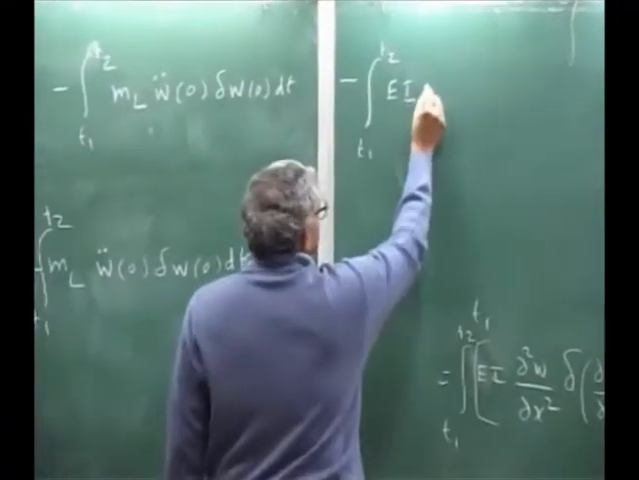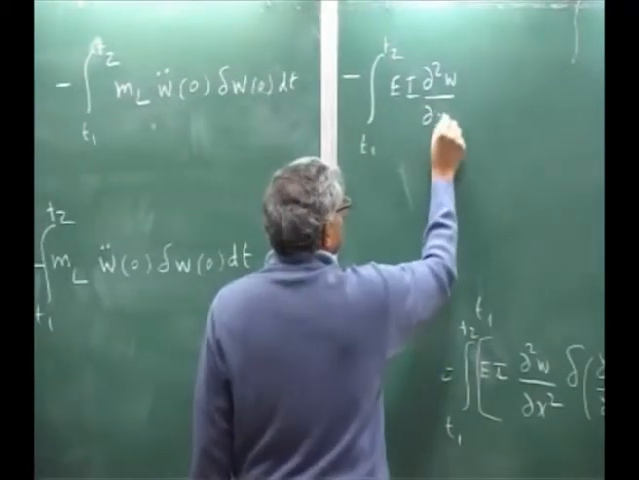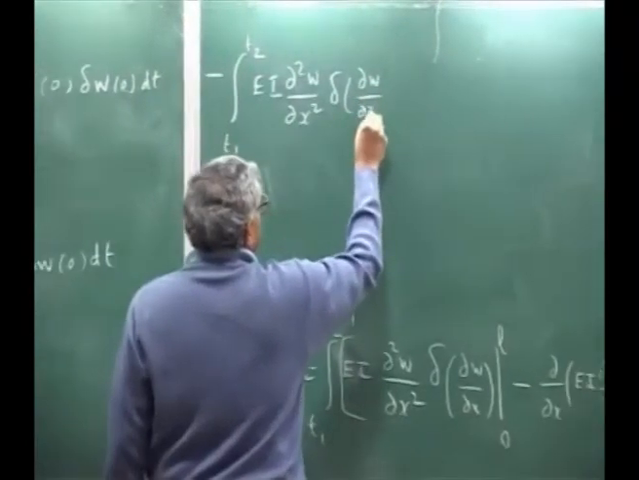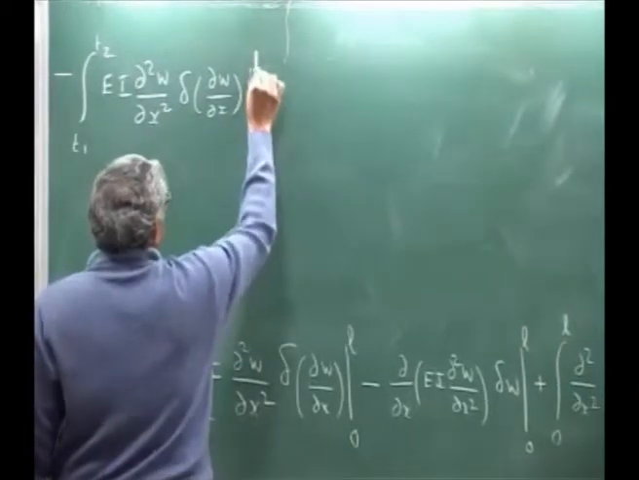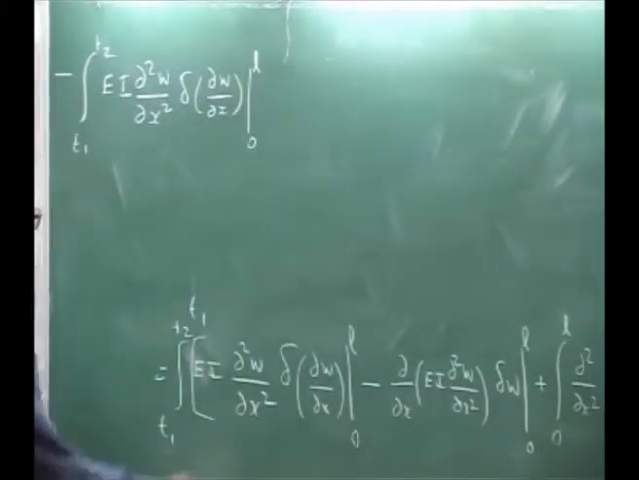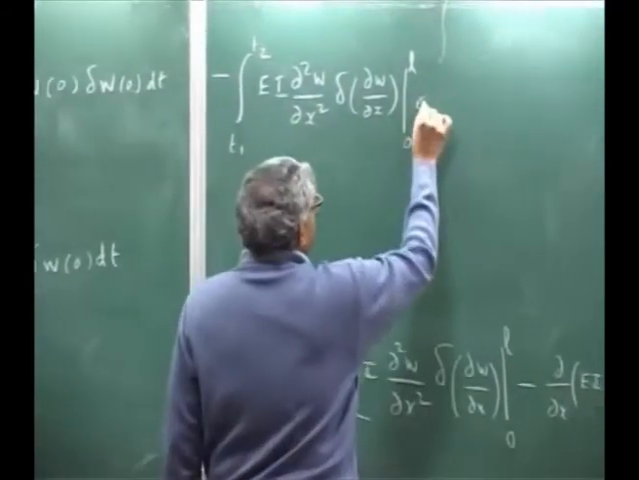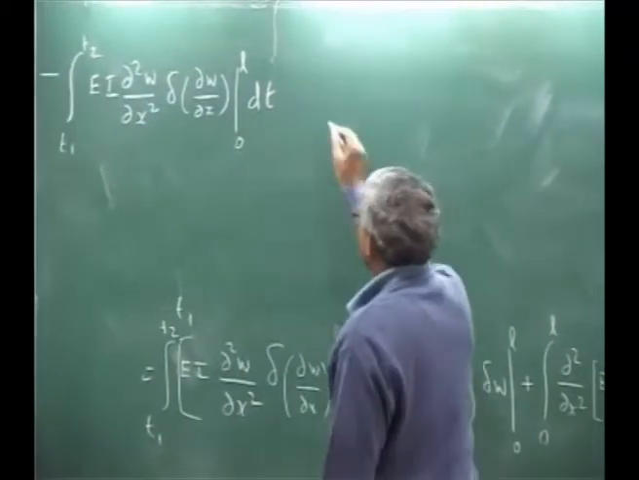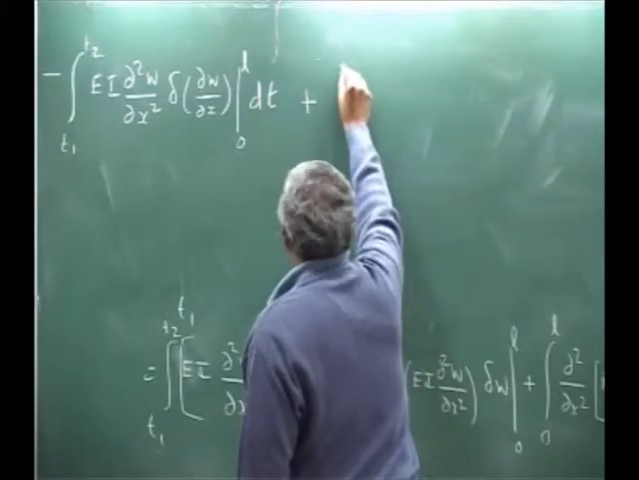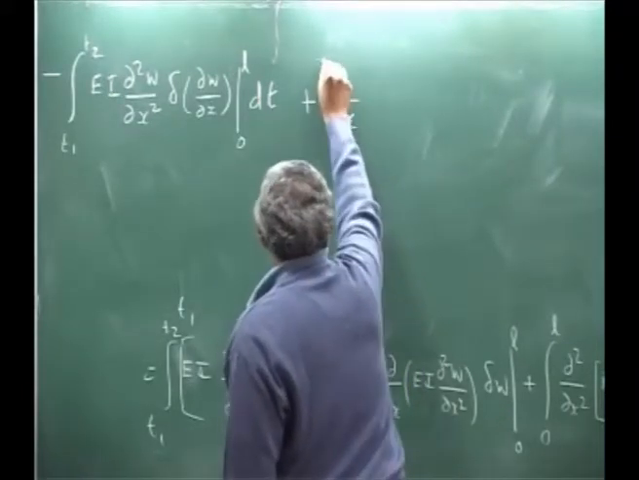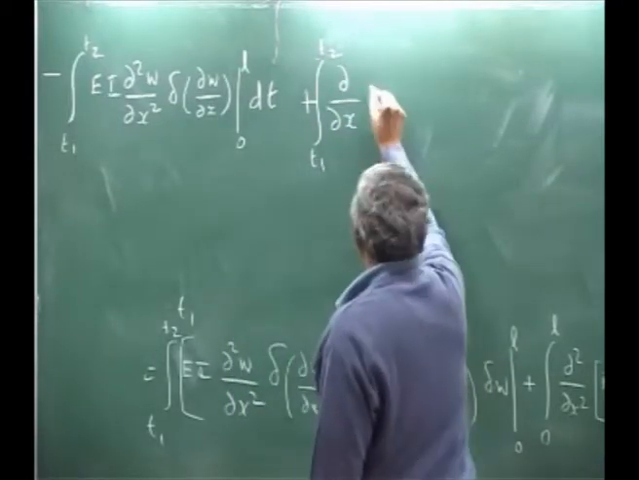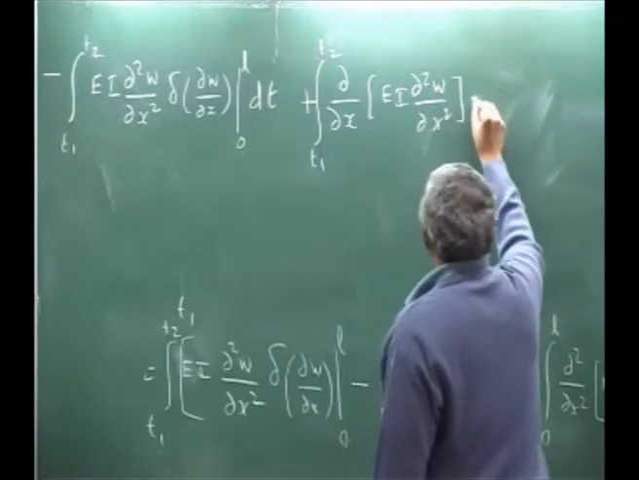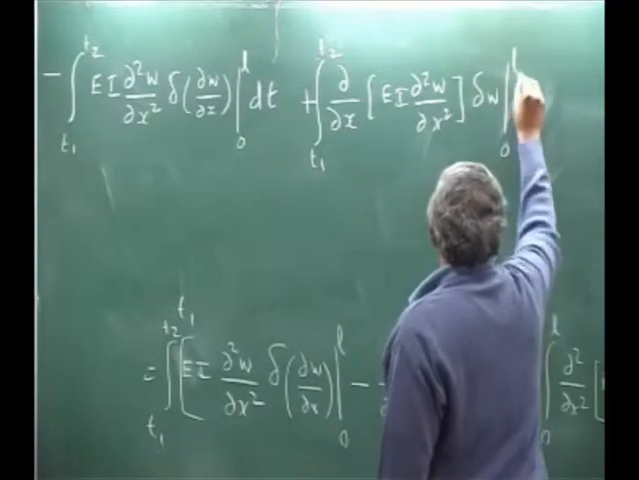EI del square W by delta x square, delta of delta W by delta x, 0 to L, and this integral is over dt. So I am having dt here, only dt, and the second term, this minus and this will become plus. So I will have plus delta by delta x. You can have an integral also, T1 to T2, EI del square W by delta x square, delta W again, 0 to L dt.